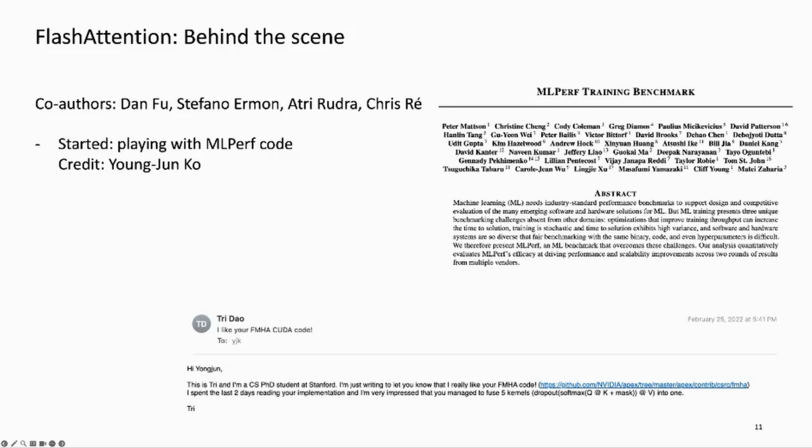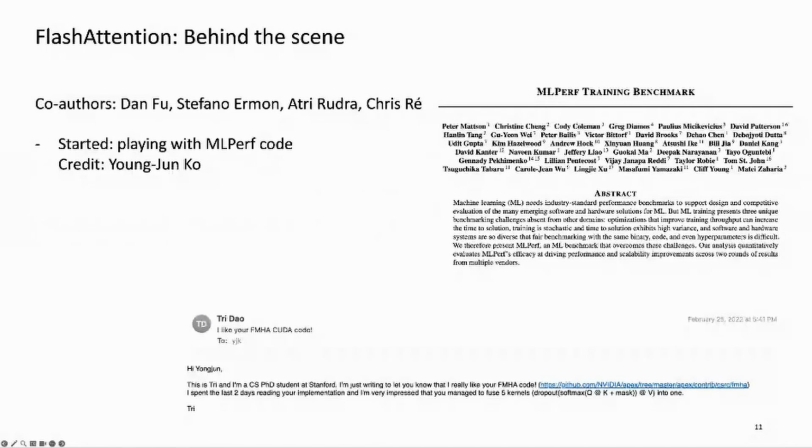And I thought more and more about it, and I realized that, hey, this code is amazing, but it only worked for BERT, so it worked for sequence length 512. It worked on A100 only. It worked for head dimension 64. So I thought, hey, we can make it much better by combining a bunch of ideas that are already in the literature.